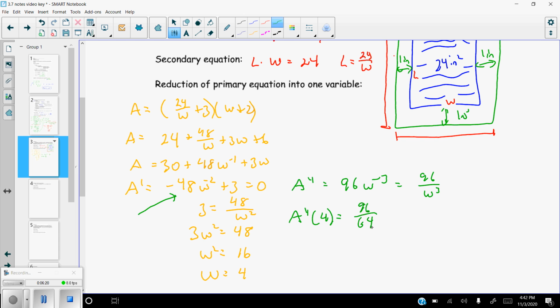Well, that's a positive value. I didn't really need to know that it was 64. I just need to know that it was positive. This is positive, which indicates that the concavity is up.